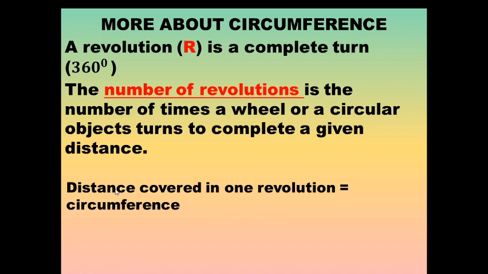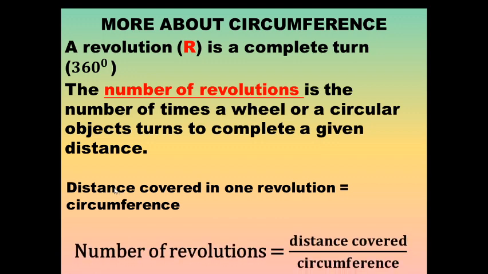Let's take a look at this. Since the distance covered in one revolution is equal to the circumference, how do we get the number of revolutions? We shall say our number of revolutions is equal to the distance covered, because the distance covered has multiple revolutions, divided by the circumference. For us to get the number of times the wheel turned to complete a particular distance, we have to get the distance covered divided by the circumference of the wheel.